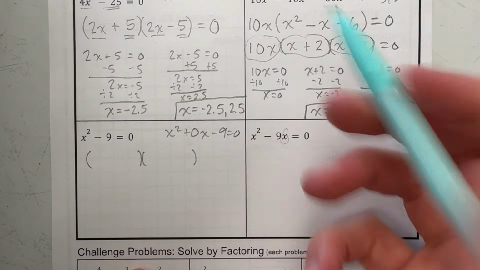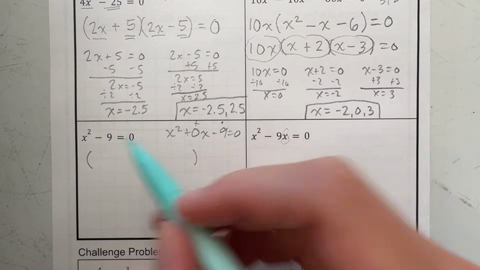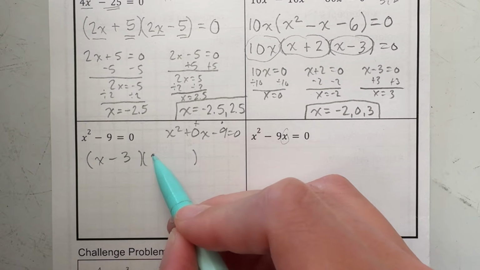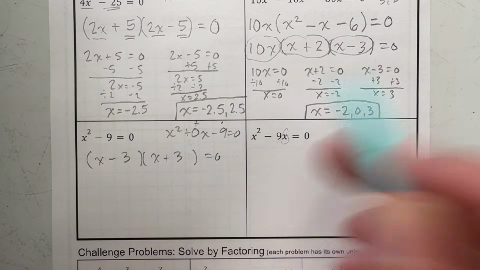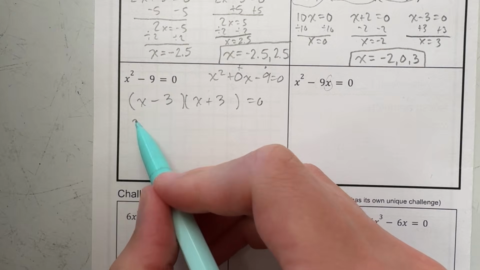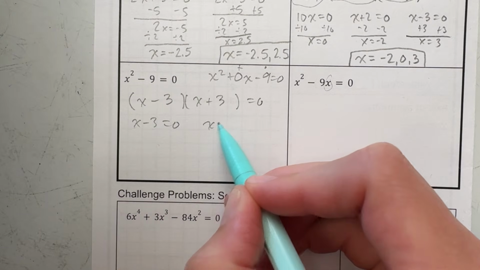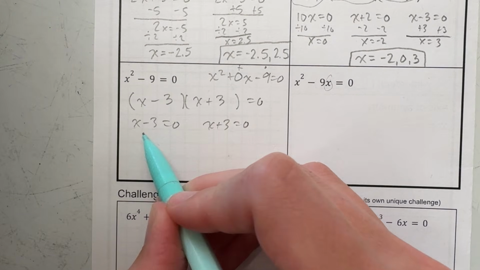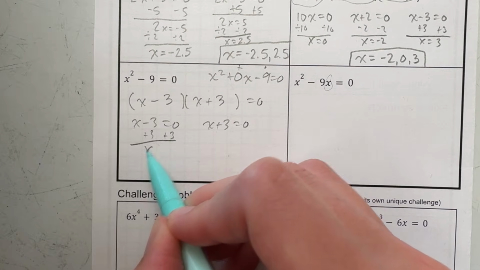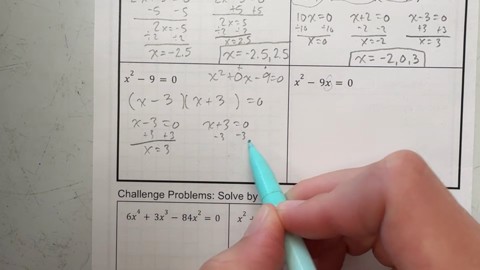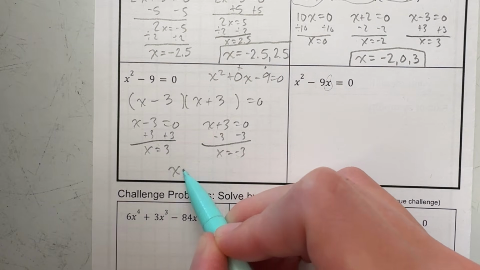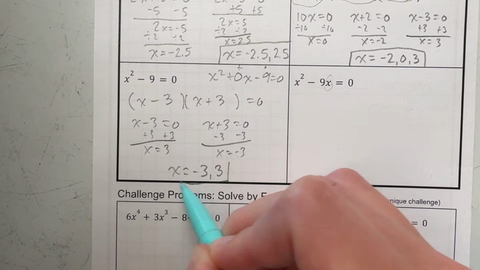But look, I need two numbers that multiply to negative 9 and add to 0. Well, those two numbers are negative 3 and positive 3, right? So then either x minus 3 equals 0 or x plus 3 equals 0. Here I'm going to add 3 on both sides and get positive 3. Here I'm going to subtract 3 on both sides and get negative 3. And those are my two solutions.